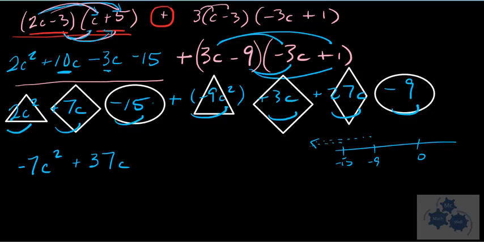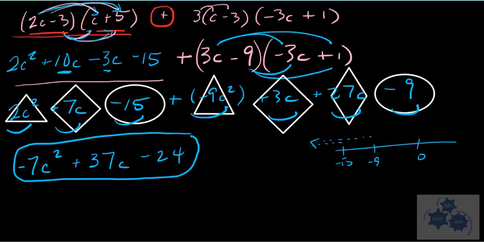So what's it going to be? Negative 24, and they're just constants. All right? Okay, so are we confident with that? That is our answer, yes. Very good. Okay, so that's how you do that type of question there.